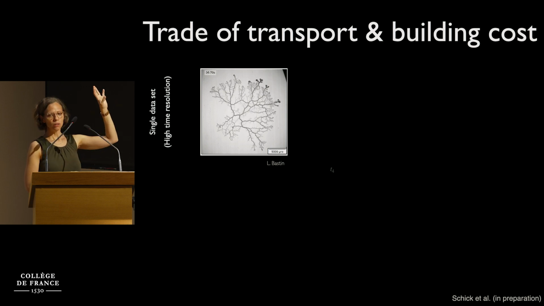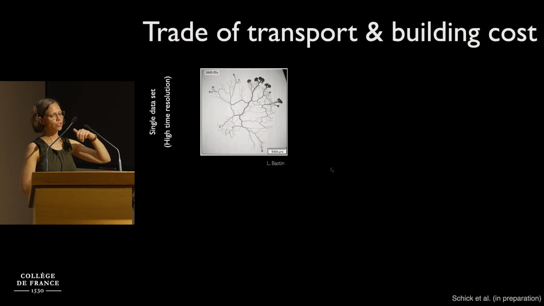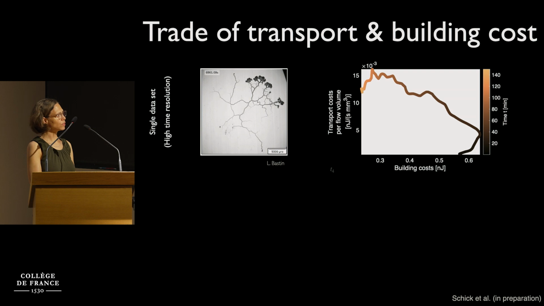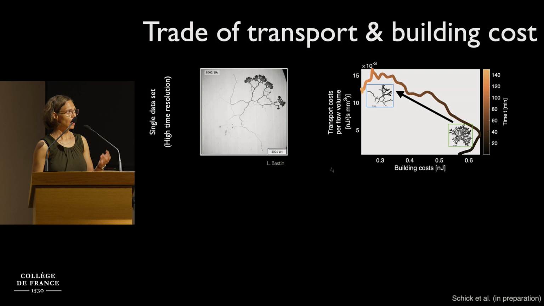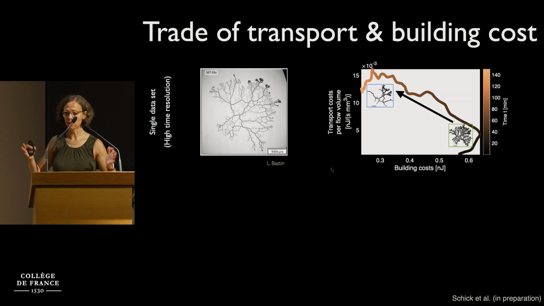At the same time, we can measure the fluid flows in this network by calculating them from the contractions, and so we can also faithfully track the transport cost. What we see over time, going from black to bright colors, is that the building cost goes down, but at the same time, the transport cost goes up when we go from crescent to lightning. So there seems to be a trade-off between these 2 cost categories, transport and building cost. And that's something that we also find in our big data set.